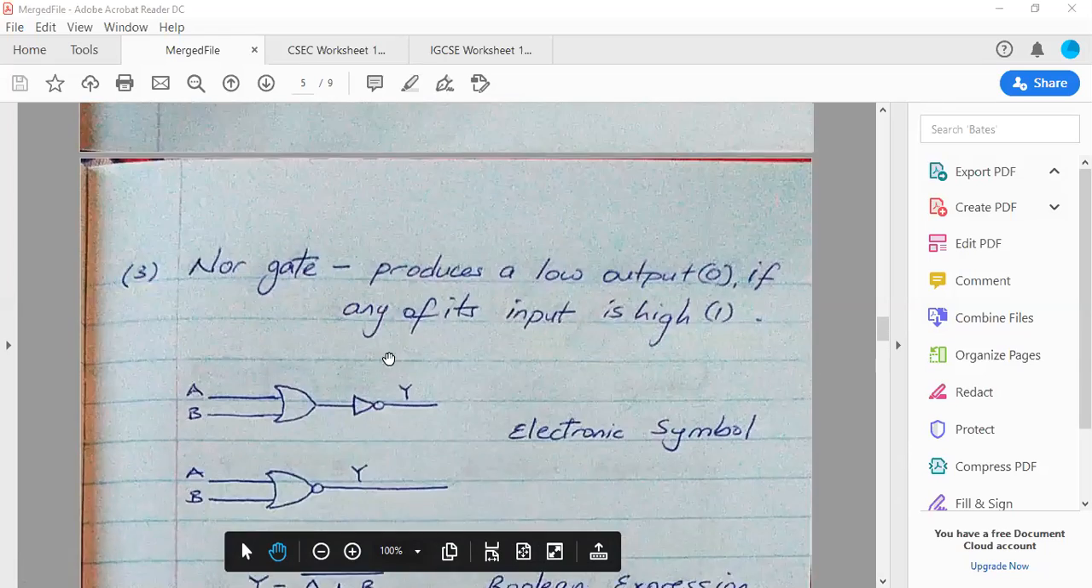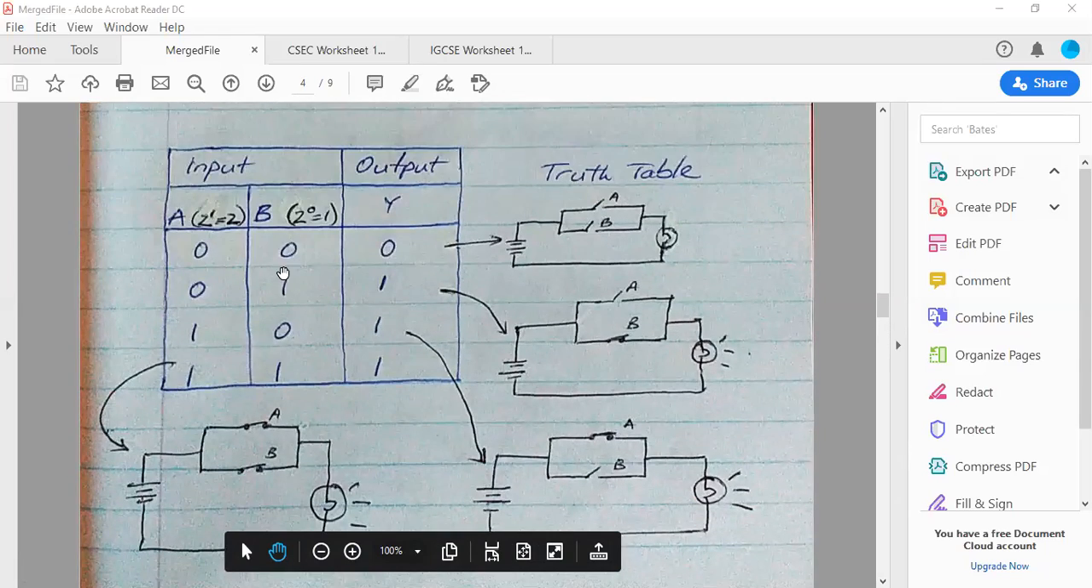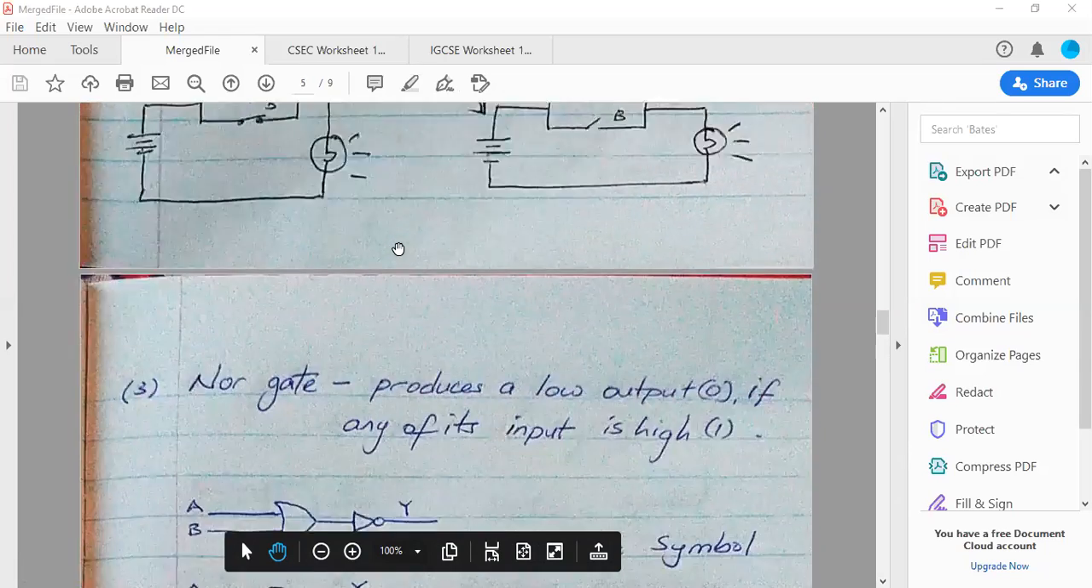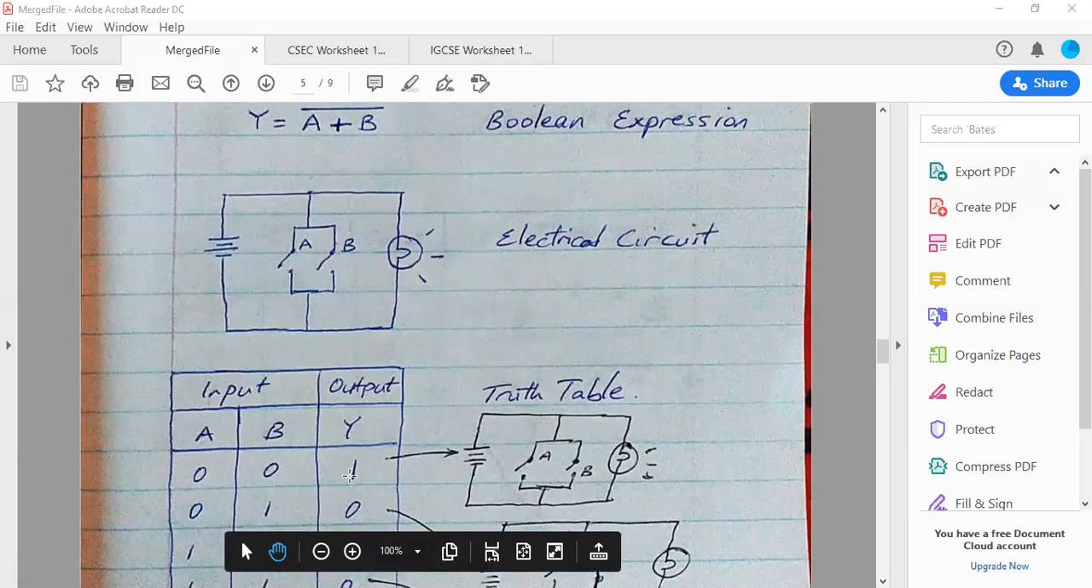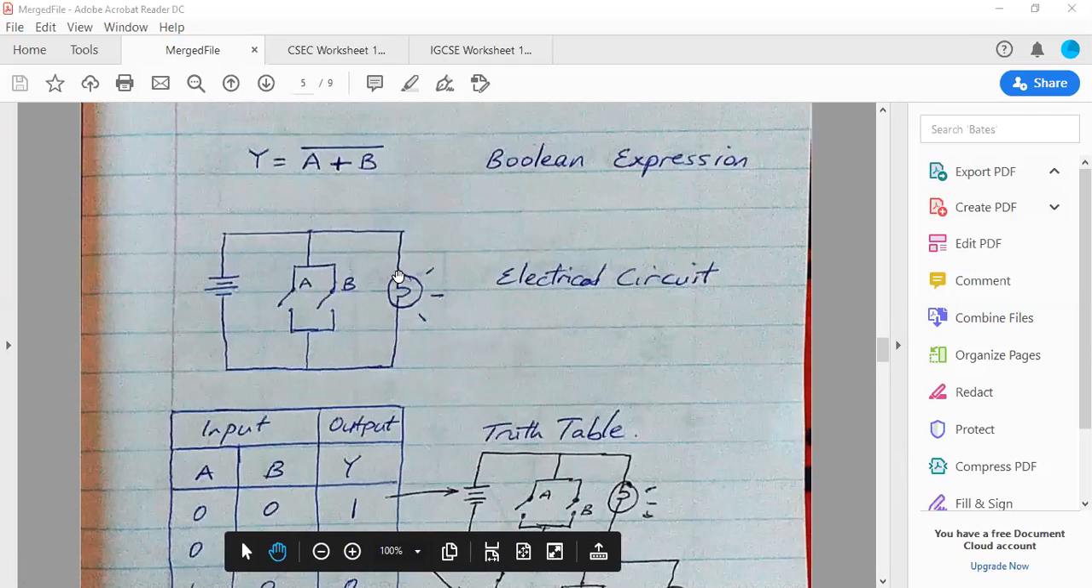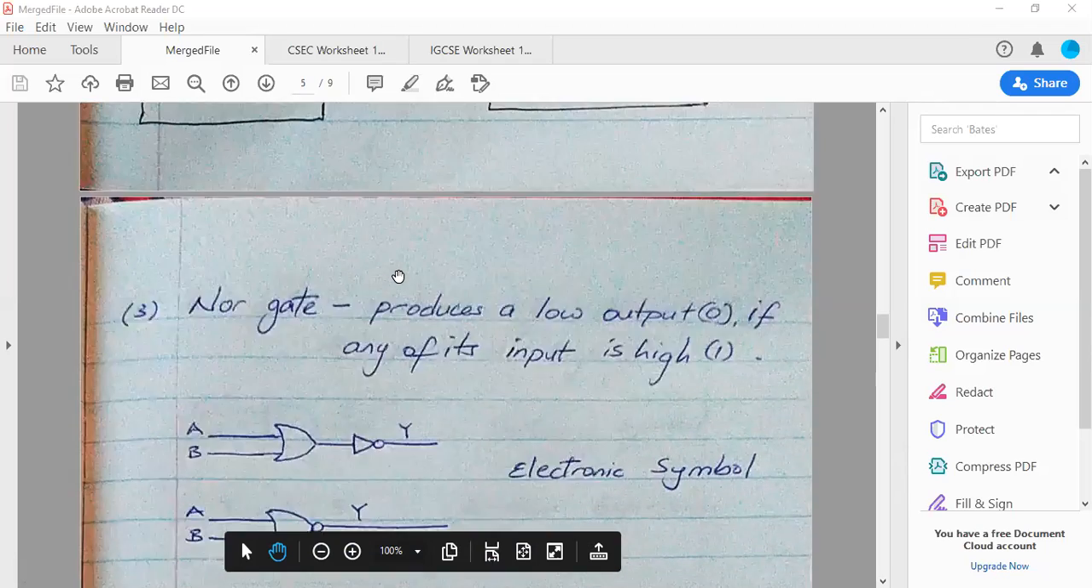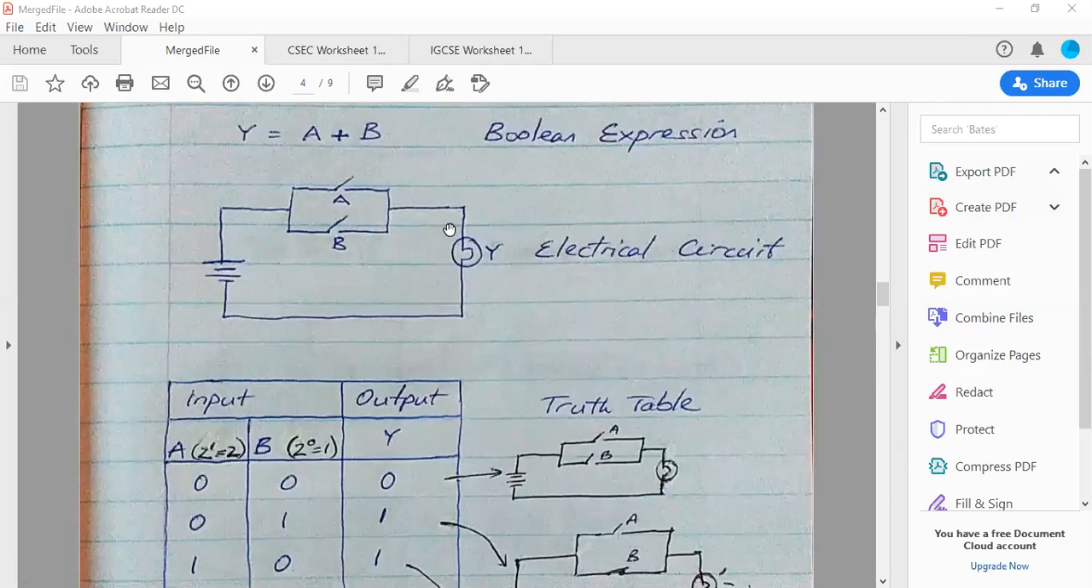Which means that it is the opposite of the original output that you're supposed to get. For example, here you would have got 0 plus 0 is 0. But because it is a NOR gate and is the opposite of an OR gate, and because of this bar here, we know that the opposite of 0 is 1. This is your electrical circuit. The electrical circuit is similar to this one. However, these switches are in series to the bulb.